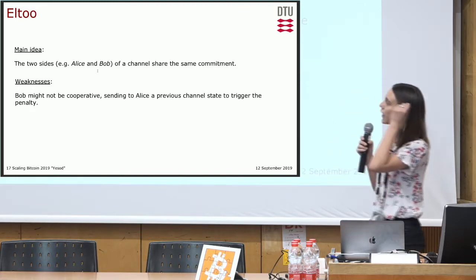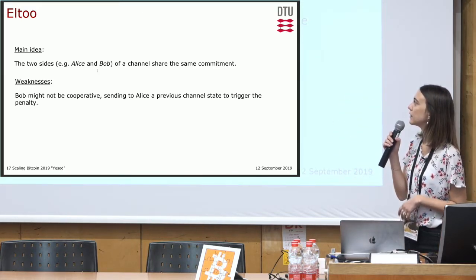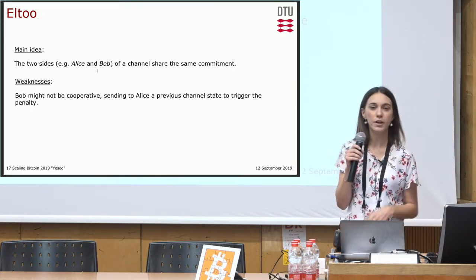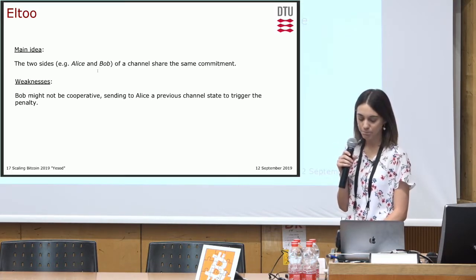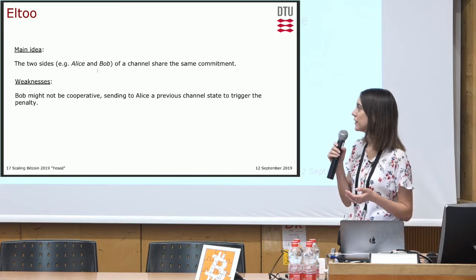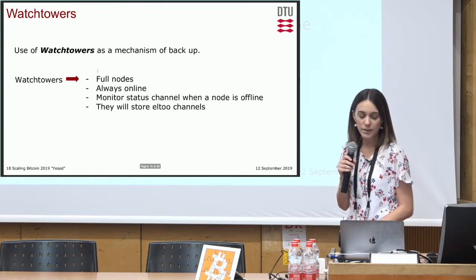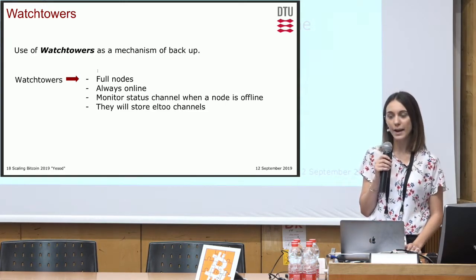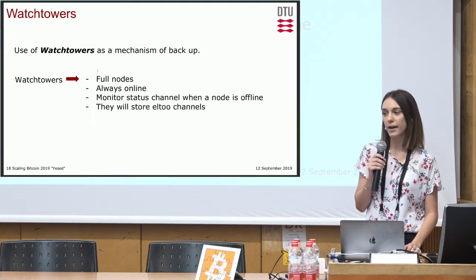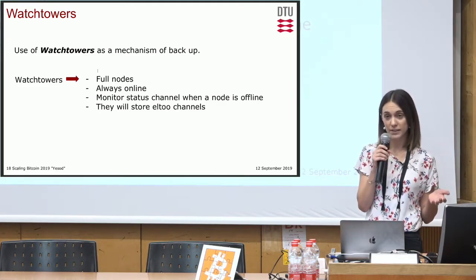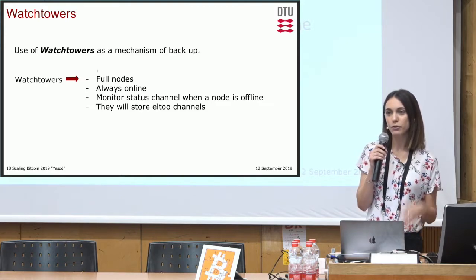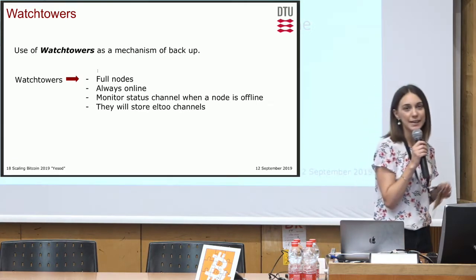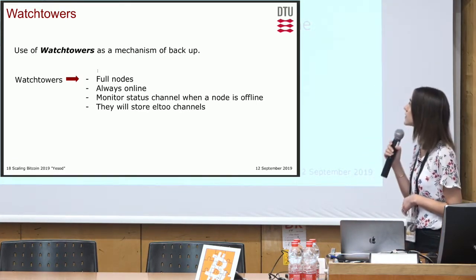Then we have L2. The main idea of L2 is that the two sides of a channel can share the same commitment. As we've seen before, it's not perfect, so it's a good idea, but it's not complete. Then we have watchtowers. We define watchtowers as full nodes, so always online, and we store L2 channels without being able to access them. The main functionality of a watchtower is to monitor the channel status when a node is offline. And in the ASI protocol, I use watchtowers as a backup mechanism.